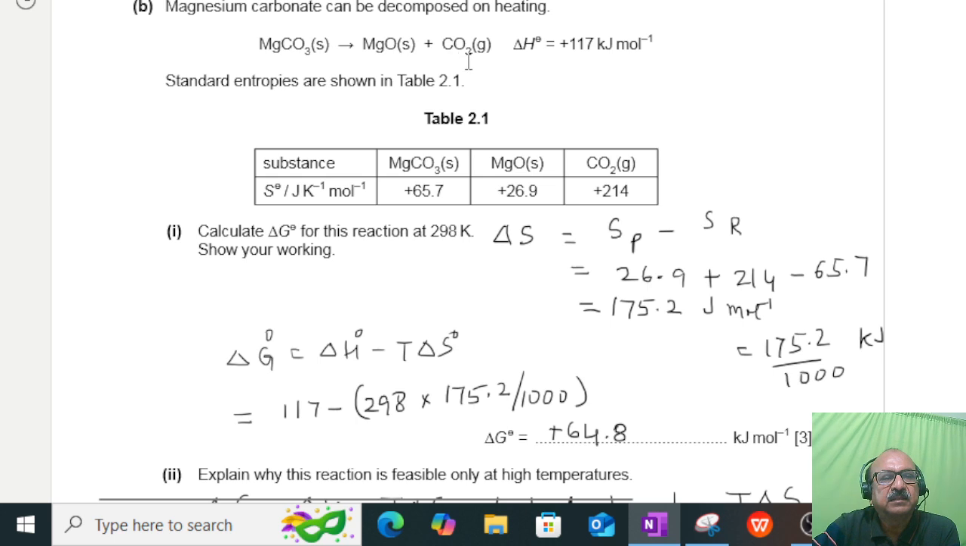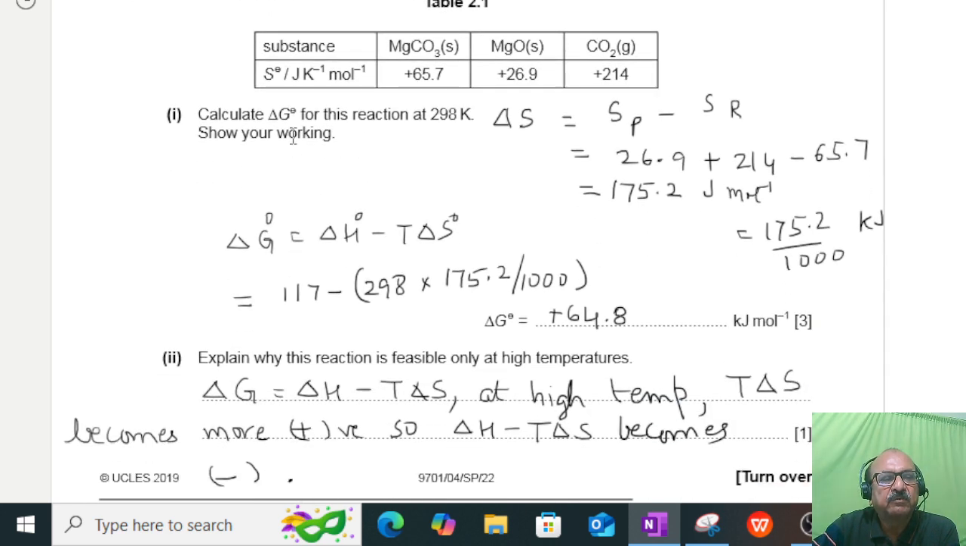heating. This is how it decomposes. It forms magnesium oxide and carbon dioxide. The enthalpy change of this reaction is plus 117 kilojoules per mole. The positive sign indicates that it's an endothermic reaction. The entropies of the reactants and products have been given, and you have to find out the delta G for the reaction. Be reminded that delta G is delta H minus T delta S.